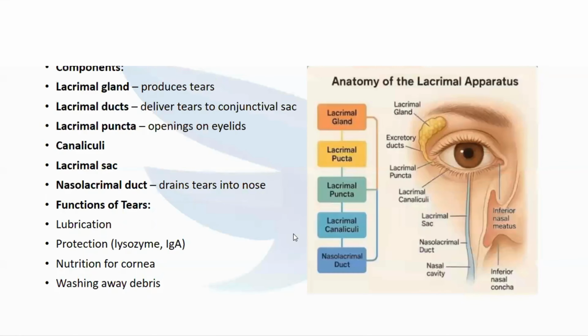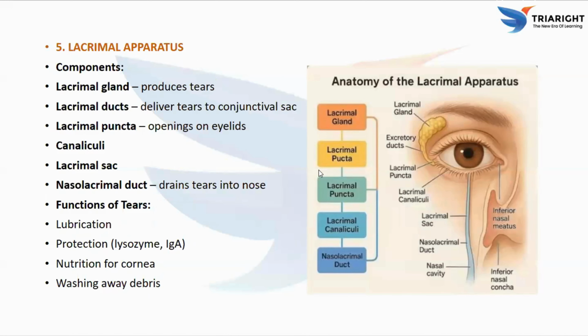So next coming to the lacrimal apparatus. So what is the lacrimal apparatus? It is a system which is responsible for tear production, distribution and drainage. So its main job is to keep the eye moist, clean, nourished and also protected. So what are the components of the lacrimal apparatus?